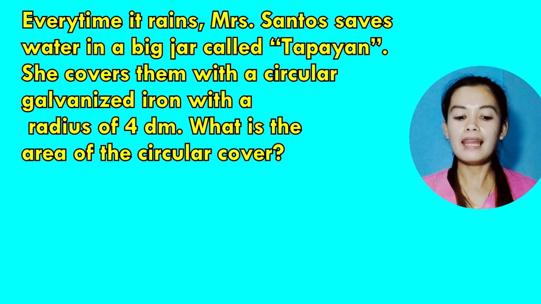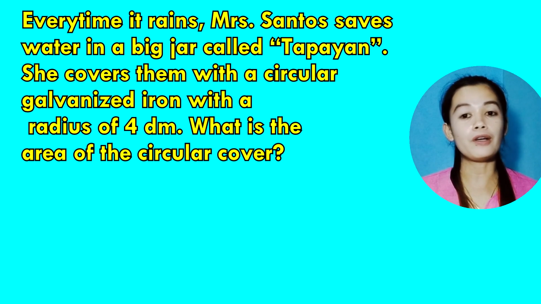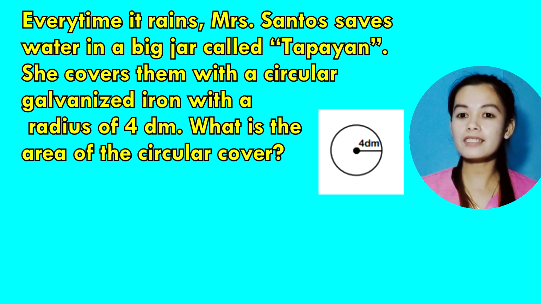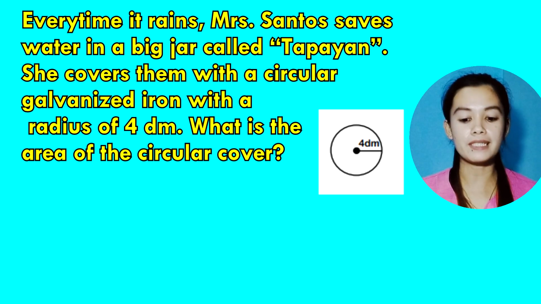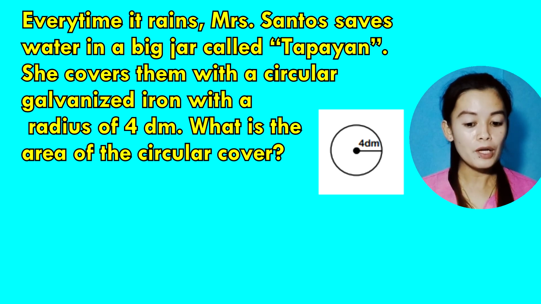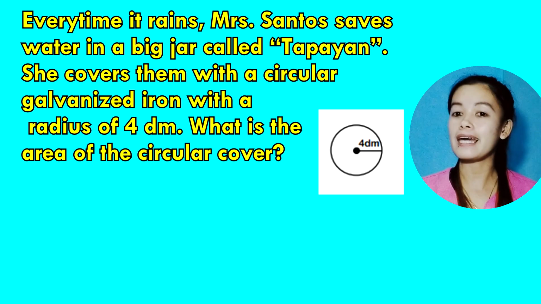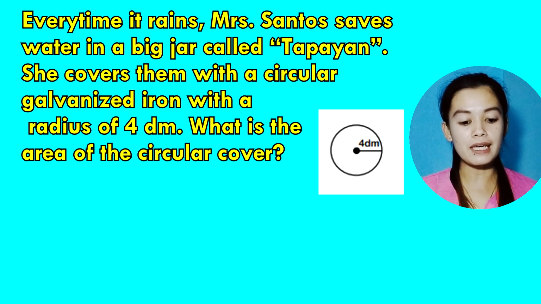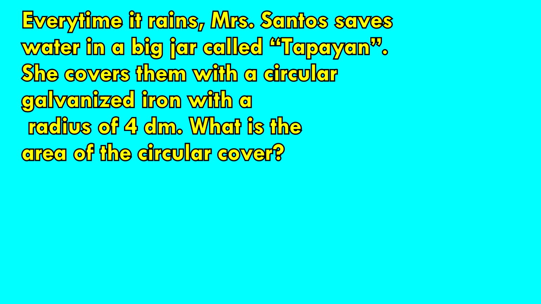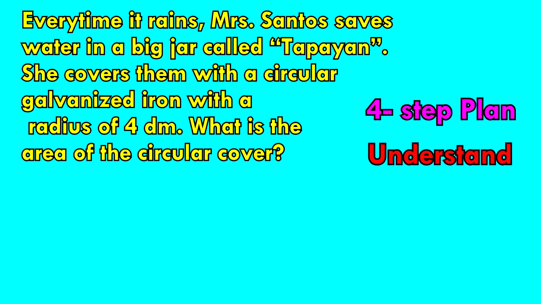This time, let us first visualize the problem through the illustration on the right. This illustration shows a circle with a radius of 4 decimeter. In finding the area of the circular cover of the tapayan, word problems like this can be answered by using the 4-step plan. This time, let us answer the problem using the 4-step plan. So, the first step, it would be understand.